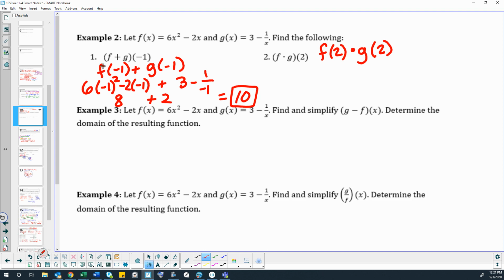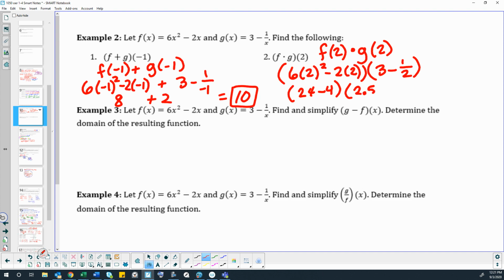So f of 2 is 6 times 2 squared minus 2 times 2. And g of 2 is going to be 3 minus 1 over 2. And we're multiplying this times this. So that's 4 times 6 is 24 minus 4, so it's 20. And then this one's 3 minus 1 half, so that's 2 1/2, or 2.5.